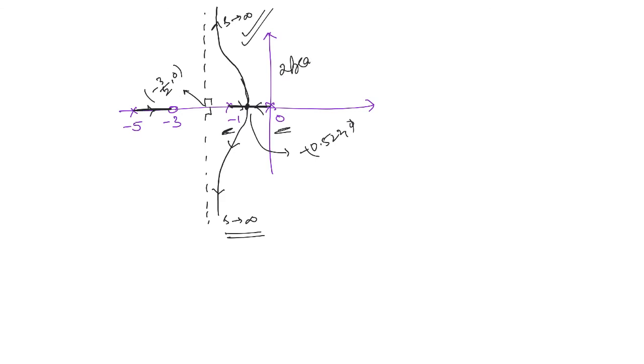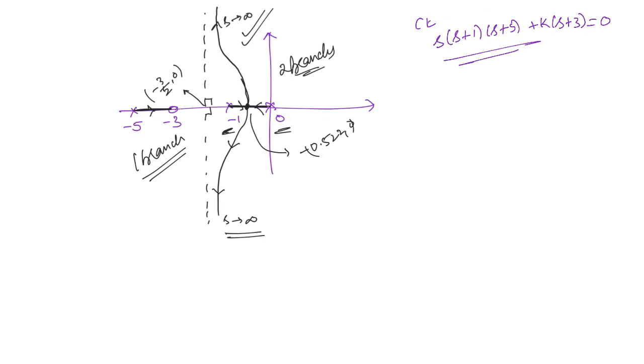So here we have two branches and here we have one branch, so totally we have three branches. For the equation that we took, S into S plus 1 into S plus 5 plus K into S plus 3 is equal to 0, for this characteristic equation, we got the root locus like this. One thing that you can understand from this root locus is that the root locus is symmetric about the real axis.